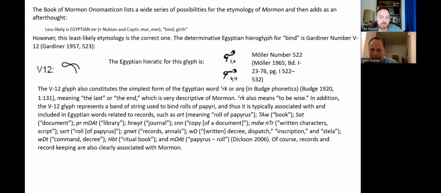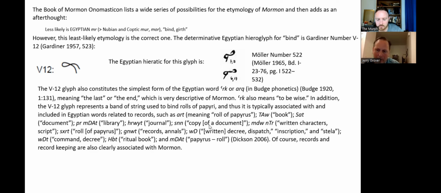Oh, I see. So I think it's actually adding more than the Hebrew, right? It's used as part of the words for documents, journals, ritual book, papyrus roll, stela, even inscription. So again, it's a glyph that's matching Mormon consistently. Does that make sense? Yeah. In Egyptian it actually has a lot more meanings than just the Hebrew meaning. Right. Okay, that's cool.